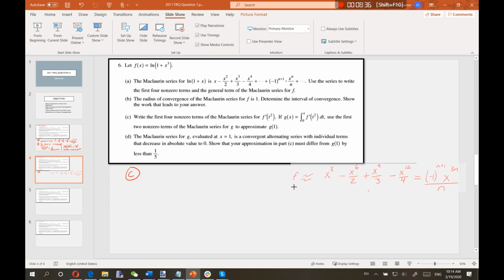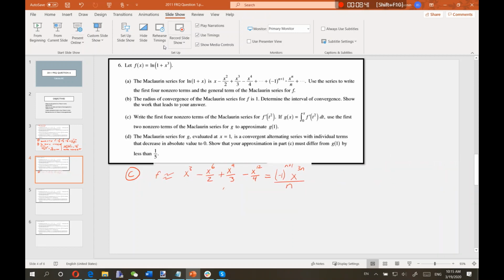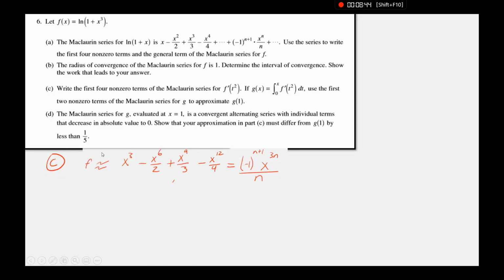Okay, so this was f. So if this is f, then what are the first 4 non-zero terms of f prime of t squared? So if we differentiate it first, then it's 3x squared minus 3x fifth plus 3x eighth power.